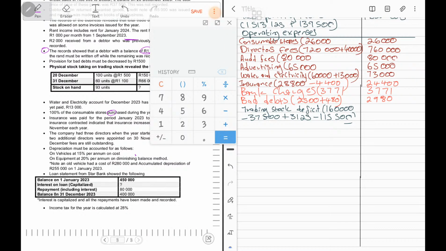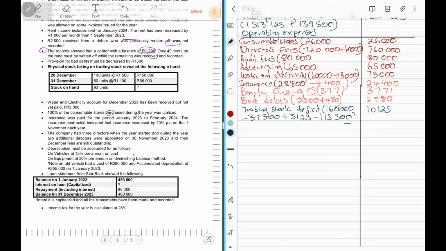Okay, then that'll give us the trading stock deficit. So it will be 160,000 minus 37,500 plus 3,125. Then we subtract the 115,500. Then that gives us how much? That gives us 10,125.